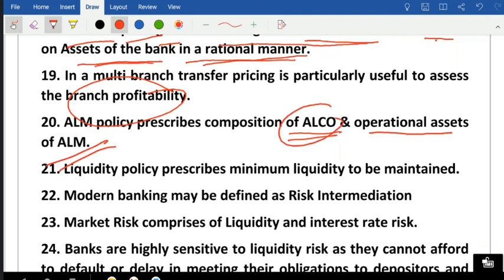Liquidity policy prescribes the minimum liquidity to be maintained. This is very important, otherwise the bank may go bankrupt, and customers will line up to get their money, but you will not have money to pay the customers. Modern banking may be defined as risk intermediation. So how much risk you are maintaining or containing, that is called the modern banking system.